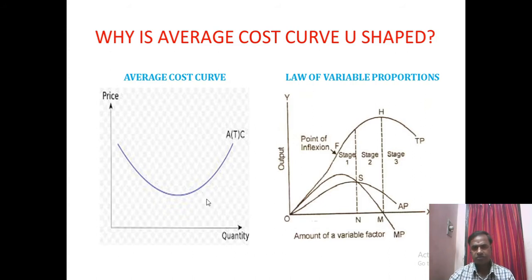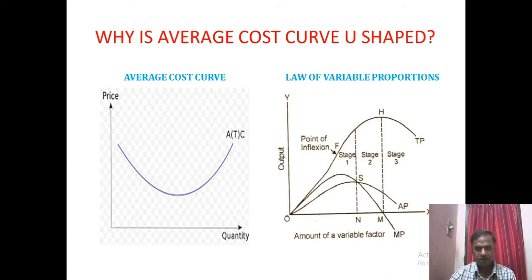Right? You see here, up to this point, that is increasing returns. When the total product increases at an increasing rate, the marginal cost decreases. At this point, the average cost will be minimum. Then afterwards, in the last stage, when the total product diminishes, the average cost increases. So the reason for the U-shaped average cost is the law of variable proportions.